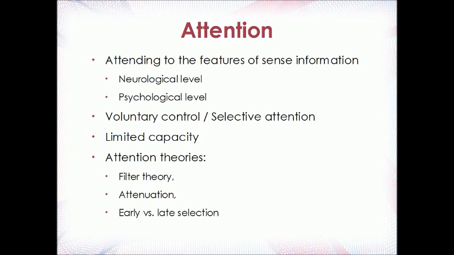So for the rest of the lecture, I'm going to talk about a couple models for how attention works. The first is called filter theory. Second is attenuation theory. And the third is the distinction between early and late selection. All three of these models of attention argue that there is some point in our processing of information where we have to make a decision about what we're going to pay attention to and what we're going to ignore. So let's look at filter theory.